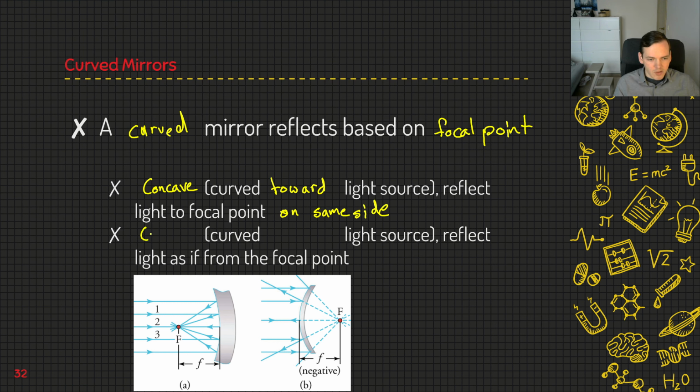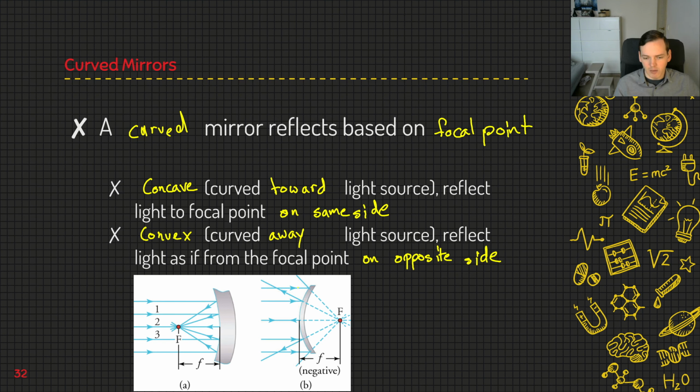And if it's convex, or curved away from the light source, it reflects light as if it came from the focal point on the opposite side. Technically each of these only has one focal point, but I'm pointing out which side the focal point is on. The focal point is always inside the curve, and the light will always bounce as if it was passing through that focal point. That's the definition of the focal point.